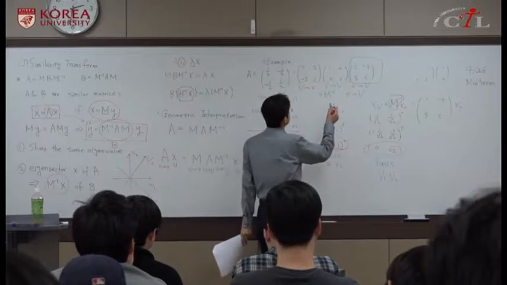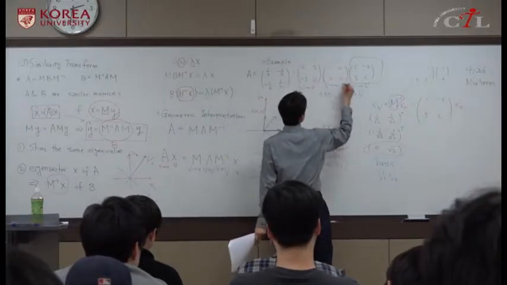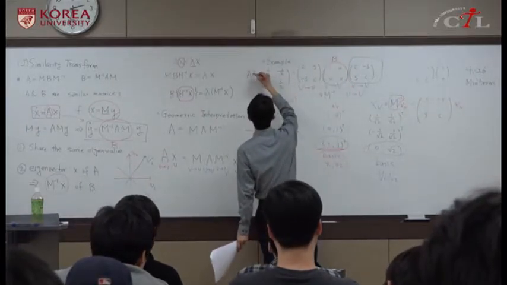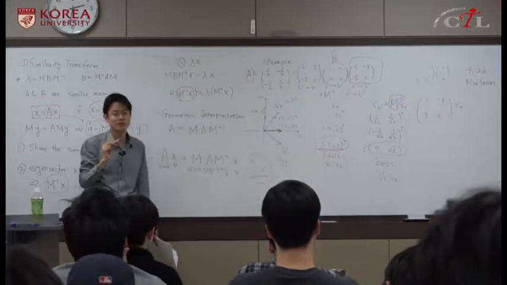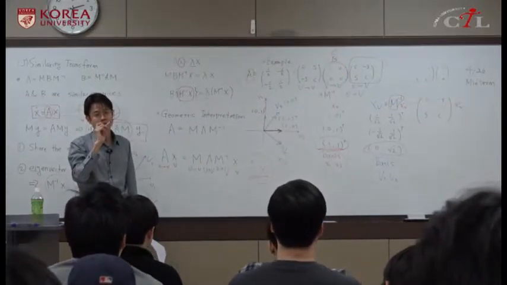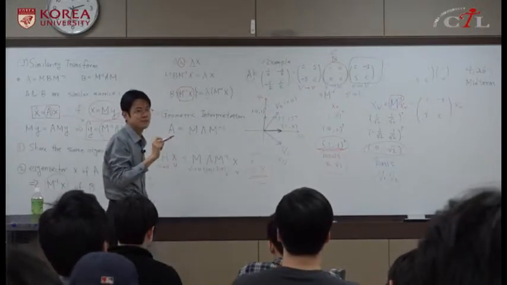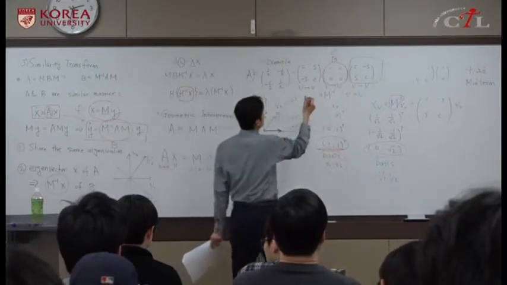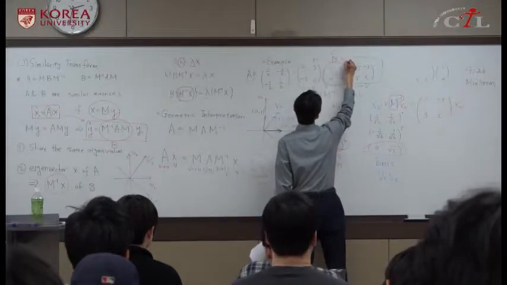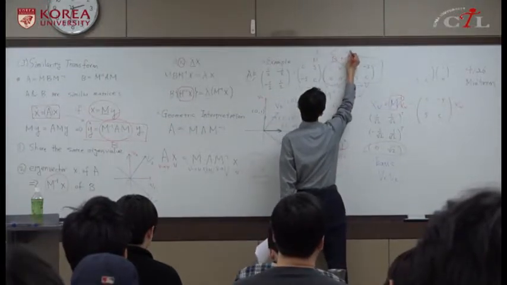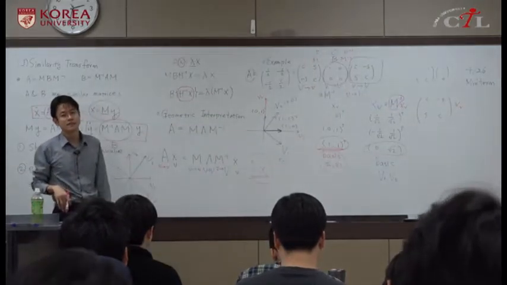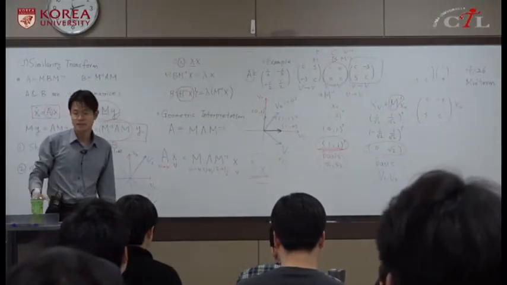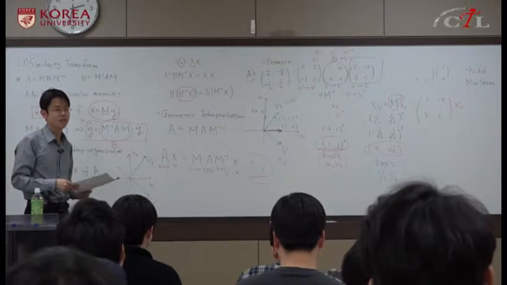예를 들어 여기서는 이게 B고 이게 A라서 A, B가 similar했지만 우리가 또 다른 C를 찾을 수도 있어요. B가 아닌 또 다른 C를 찾을 수도 있는 거예요. 그러면 당연히 M도 바뀌겠죠. 이게 M, B, M 인버스였으면 C면 K, K 인버스 이런 식으로 K가 또 바뀌겠죠. 그죠? 자, 여기까지 질문.